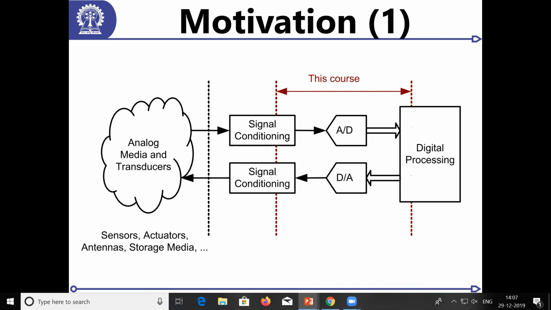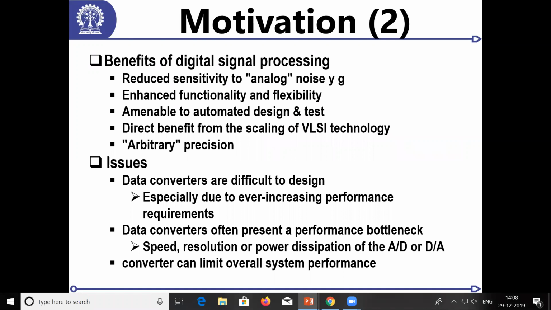Now, what is the reason we go for this? Digital signal processing is much more sophisticated in the sense that it is more immune to noise. If you look at an AM radio, the old-fashioned radio, you hear some kind of humming noise. But if you listen to a digital TV or digital radio, the noise and everything is gone. So it is less sensitive to analog noise.